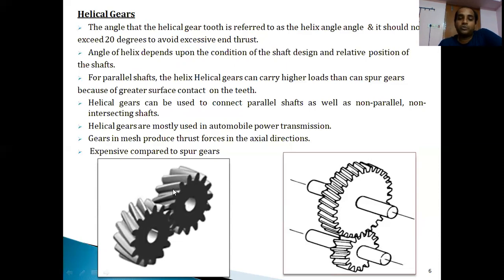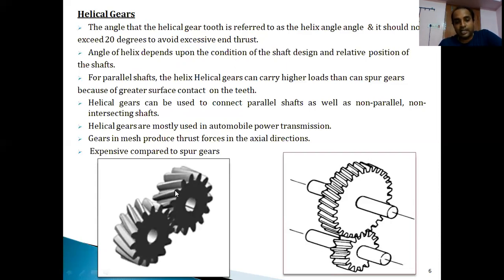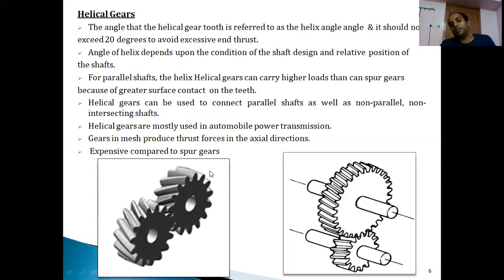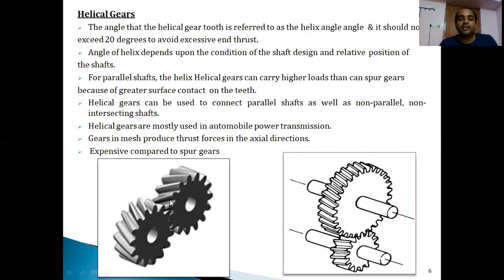The manufacturer who is designing these helical gears should have sound knowledge regarding the angle at which the teeth have to be inclined for their development. That is the first important point. Second important point: compared to the other two gears, this is a little bit expensive process. That is the reason we especially use them for high load applications, especially in the automotive power sector.